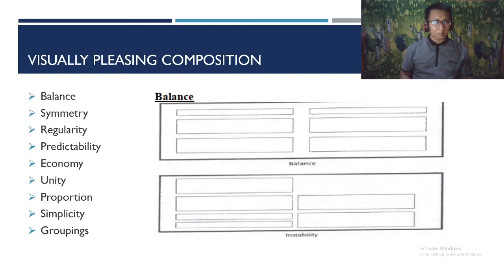For example, visually pleasing composition. So we have balance, symmetry, regularity, predictability, economy, unity, proportion, simplicity, and groupings. So these are the visually pleasing composition. As you can see here, when you see balance, both sides are balanced. Just like for example this one. There is a small box here, and also this one big box, and here. So this is an example of balance.